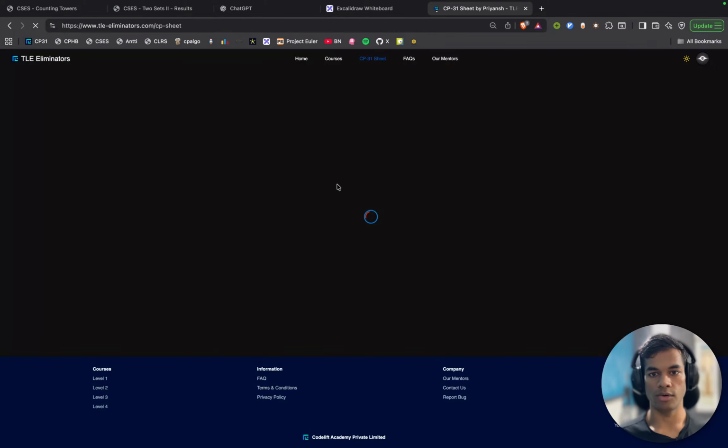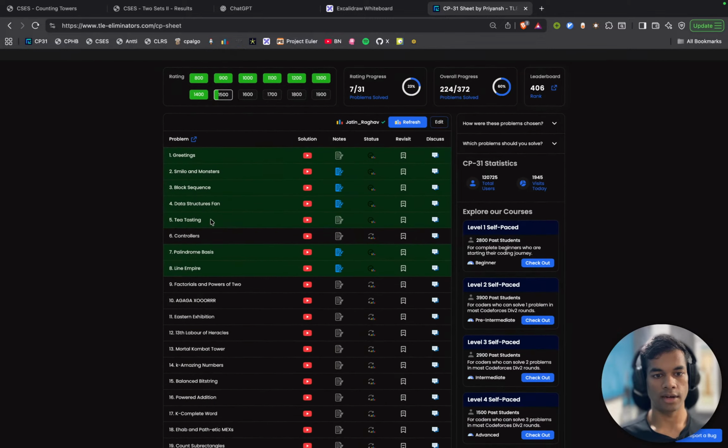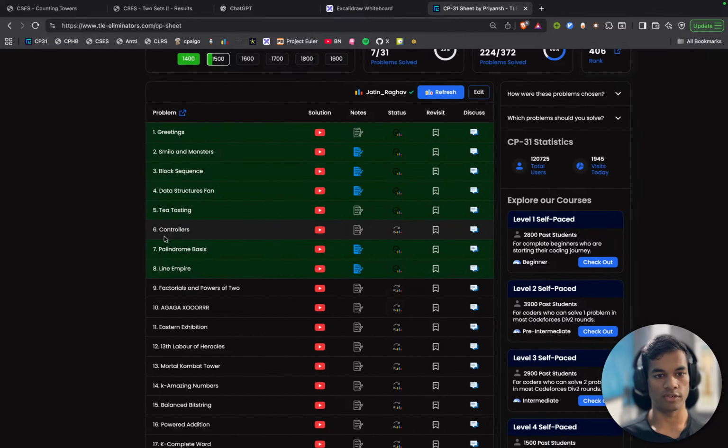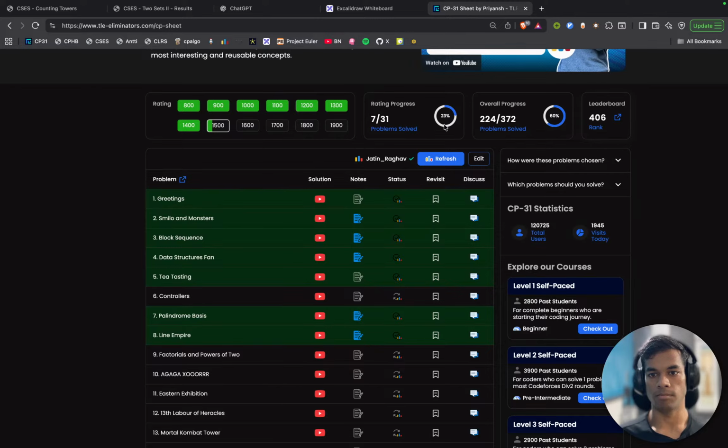I haven't done any question in the sheet. Here at 1500 level, I've only done 7 questions. The 6th one I was unable to do, and yeah, progress is 60%. That is fine, but now the remaining 40% is going to be exponentially harder than the first 60%, because they were easy.